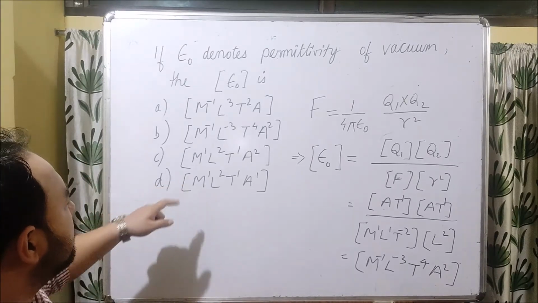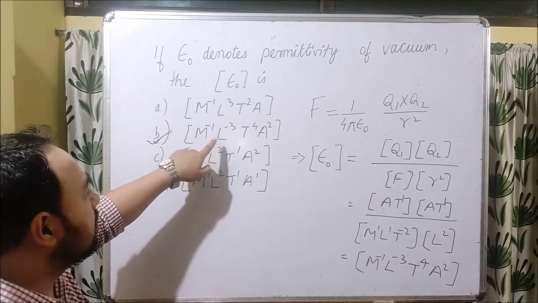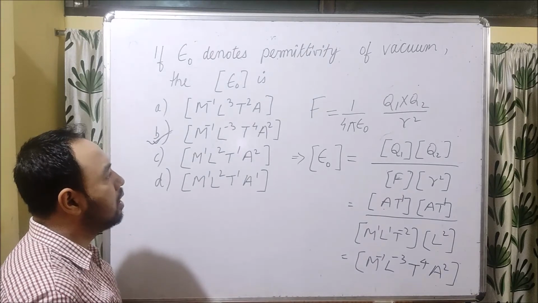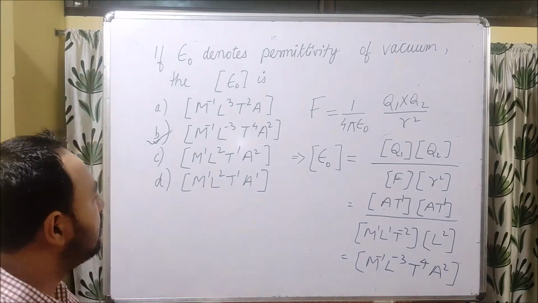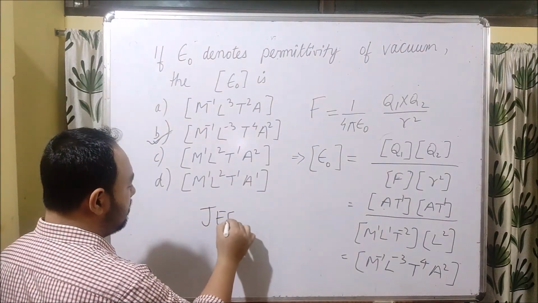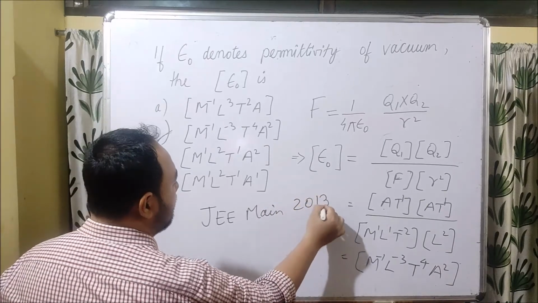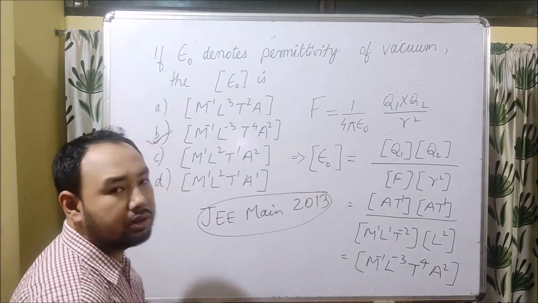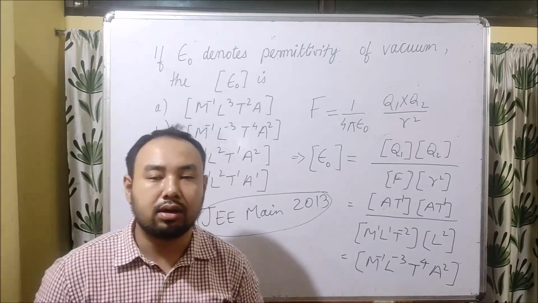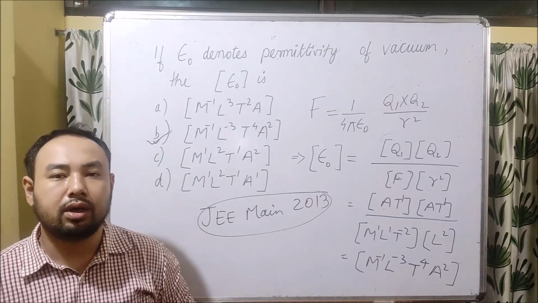So the answer is B, m to the power minus 1, L to the power minus 3, t to the power 4, A square. Okay, so this question was asked in JEE Mains 2013. So these are the type of questions which are asked in your entrance exam. So here we will end our class for today, and in the next class we will start with the chapter gravitation.